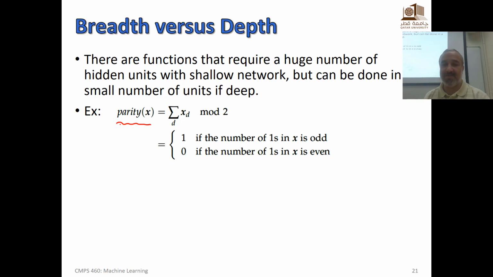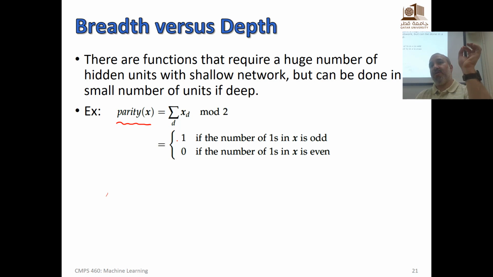So give me a minute. Let me explain this more. First, this problem is called the parity problem. This is one example of functions that will need so many units if we use just two layers, but will need much fewer units if we use a deeper network. First let me explain this problem. The parity problem is very, very simple.